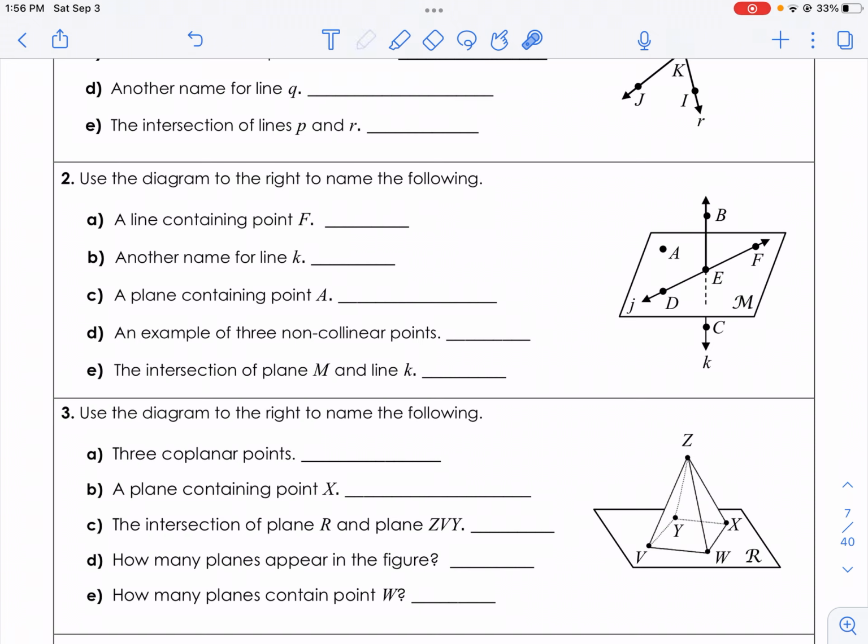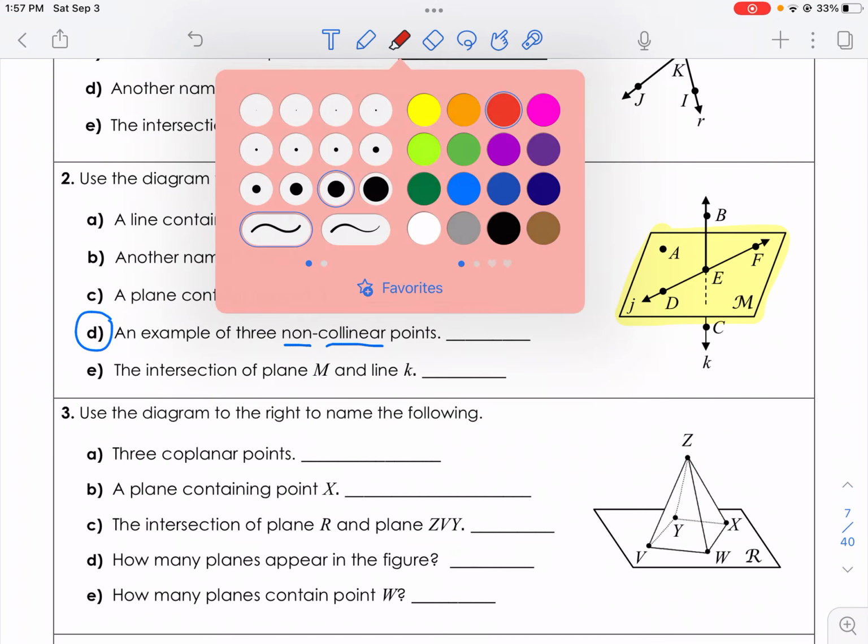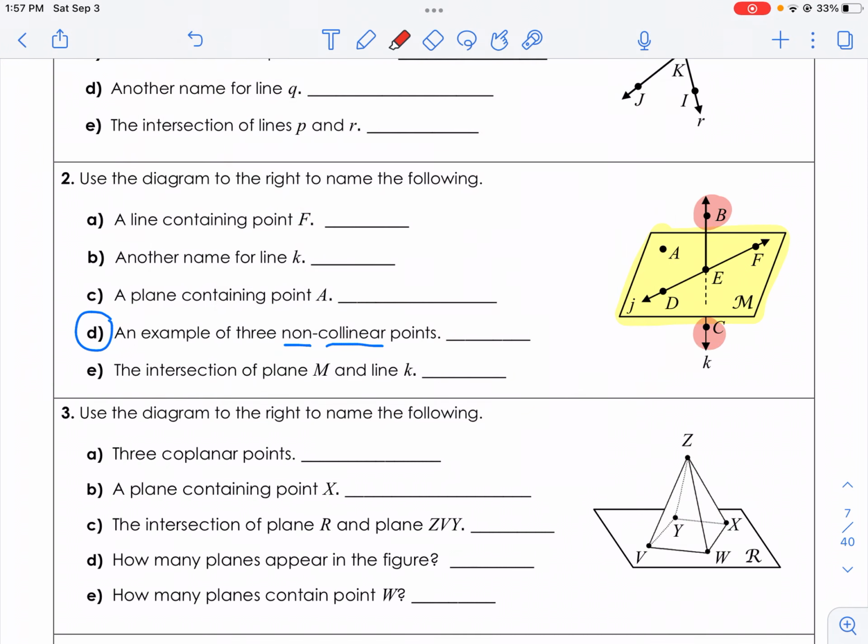Let's look at part number 2, something a little more interesting, part D, an example of 3 non-collinear points. So collinear means share the same line, and non-collinear means they don't share the same line. There's a lot of points in this plane M. We have A, D, E, and F all in here. We also have line J, and the plane again is called M. But B and C are not in that plane. B is up here, and C is down here.